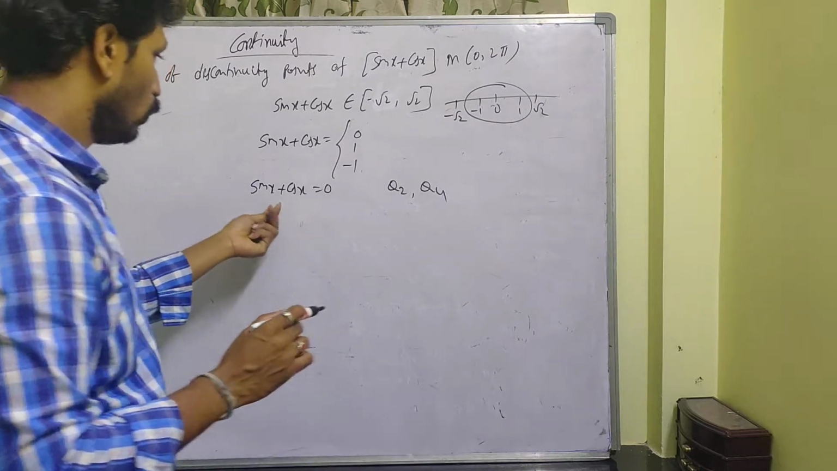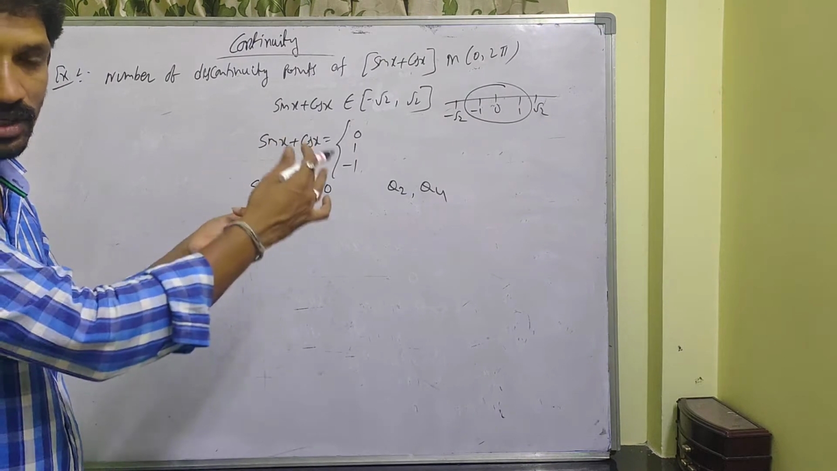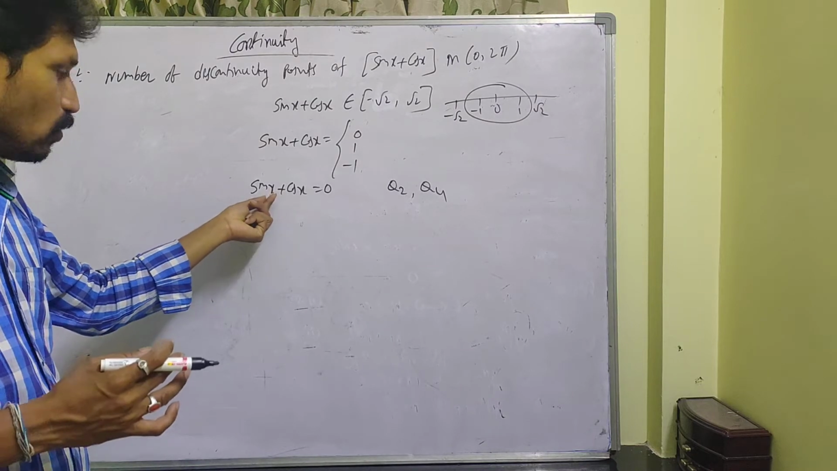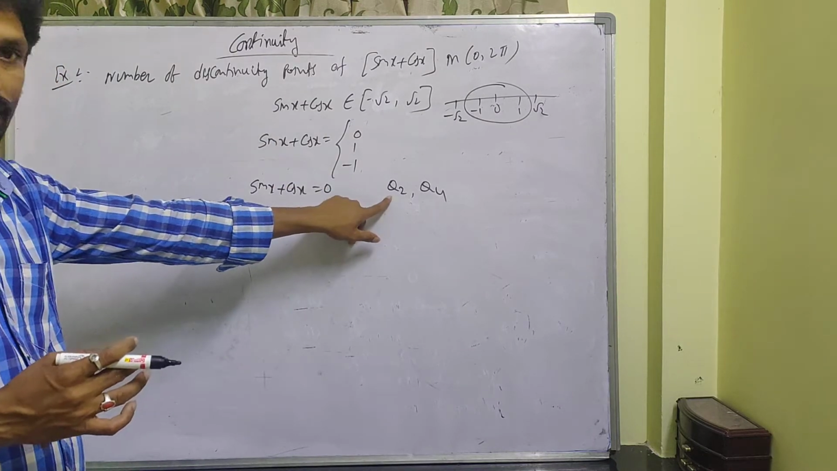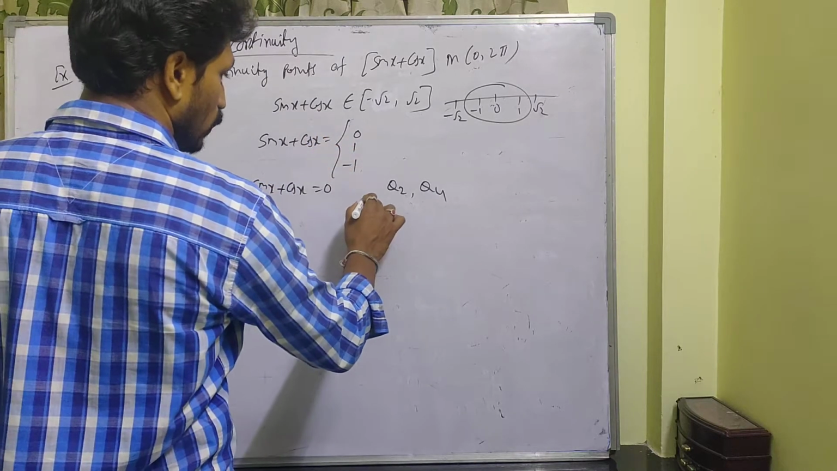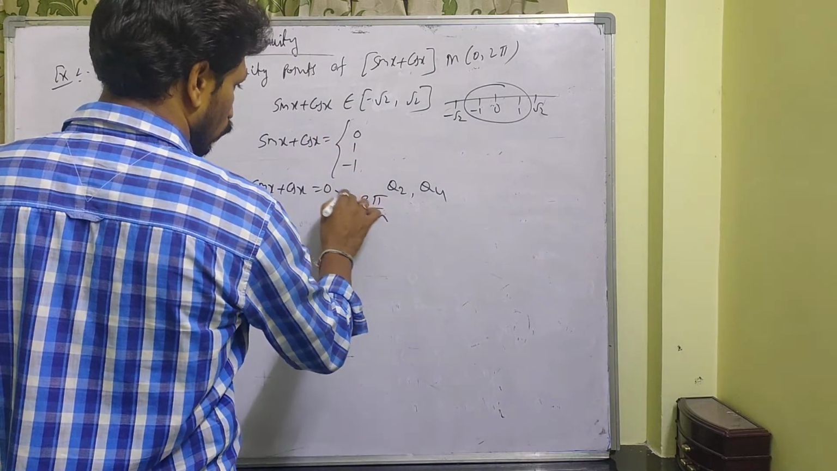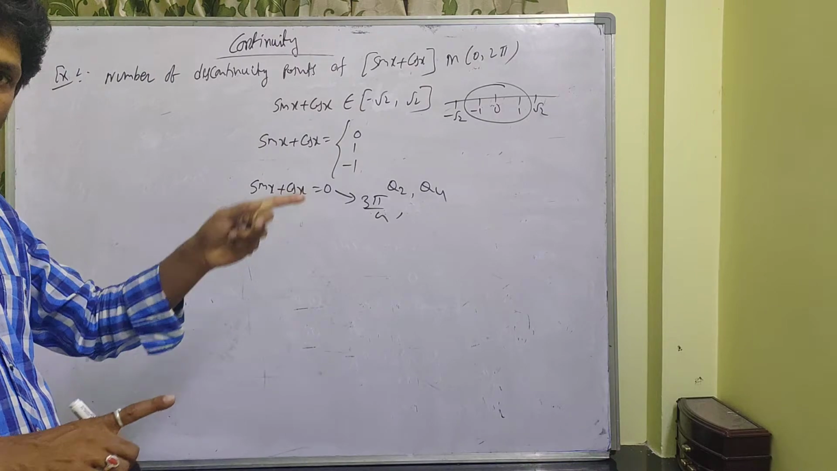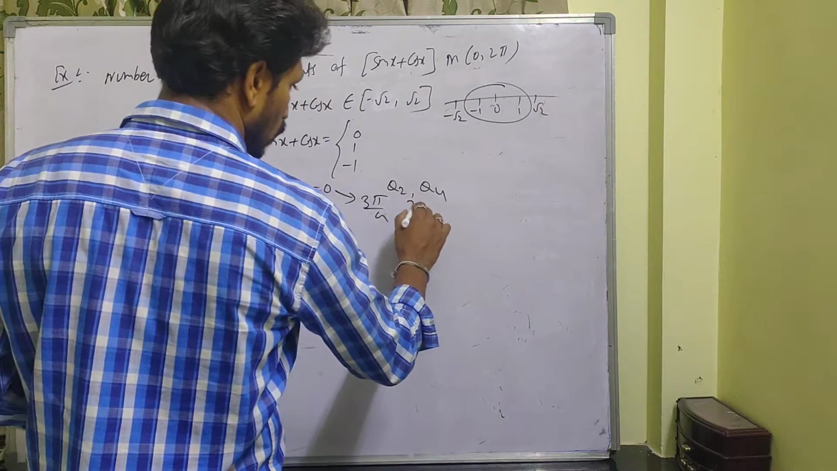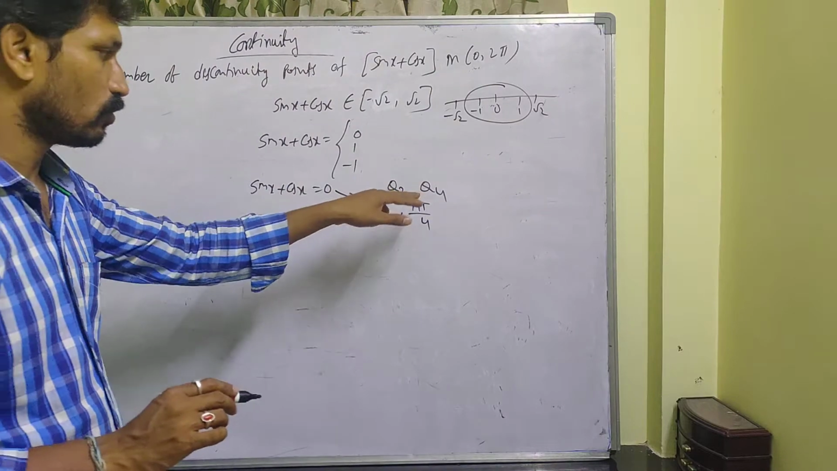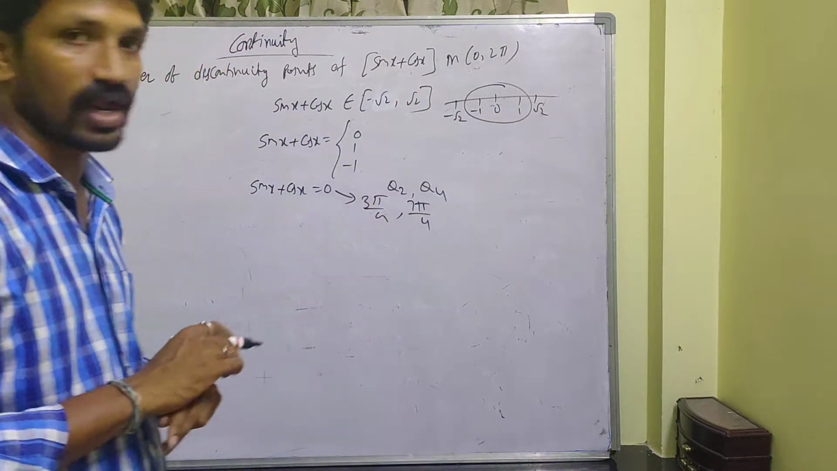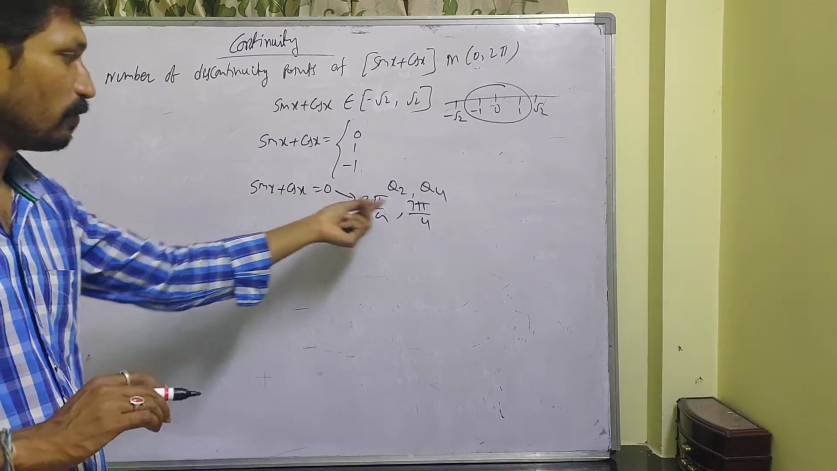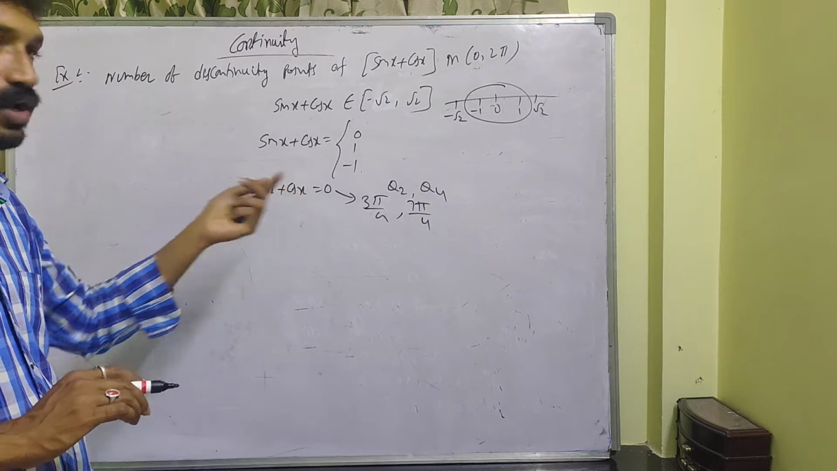In Q2, both have the same magnitude, with principal value 1 by root 2, which is x equal to π by 4. For the second quadrant, π minus π by 4 gives 3π by 4, one of the values. For the fourth quadrant, 2π minus π by 4 gives 7π by 4. So in Q2 and Q4, between 0 and 2π, you get only these two values, where the sum becomes 0. Because at 3π by 4, sin is 1 by root 2 and cos is minus 1 by root 2. At 7π by 4, sin is minus 1 by root 2 and cos is 1 by root 2.